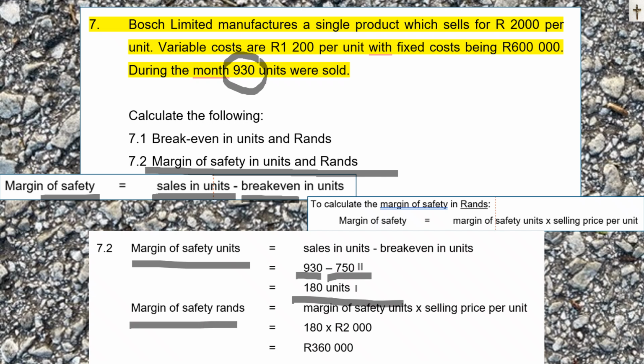And if we want the margin of safety in rands, we multiply by the selling price. They give us the selling price there, 2,000. The margin of safety was 180 units multiplied by 2,000. So the margin of safety in rands is 360,000. All this work just takes a little bit of practice.